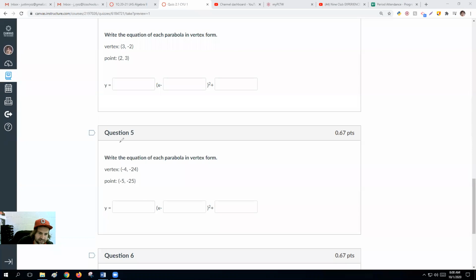All right, so the vertex tells us h and k, and the point tells us x and y. We need to still figure out what the a number is here. You should be able to figure out that the vertex is (-4, -24). The question is, what is this a number in front? In order to get that, we have to fill out the formula. So we have y, which is -25, equals a, we don't know, times (x, which is -5, minus h, which is -4) squared plus k, -24.